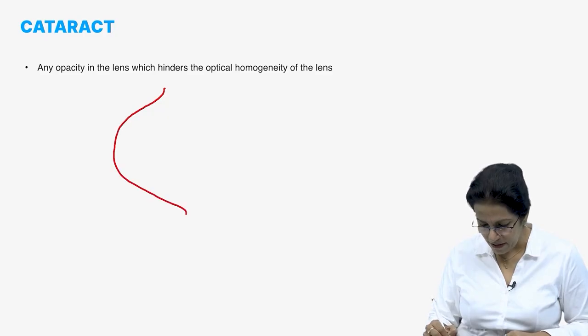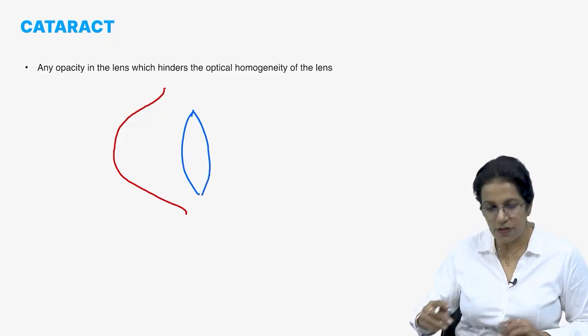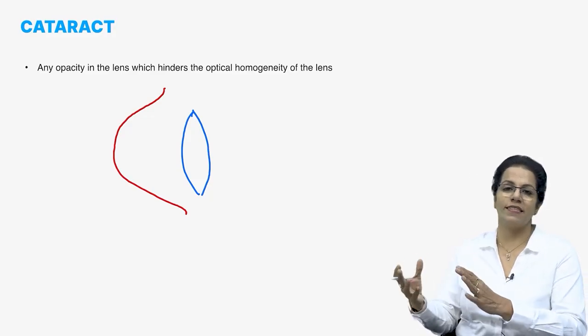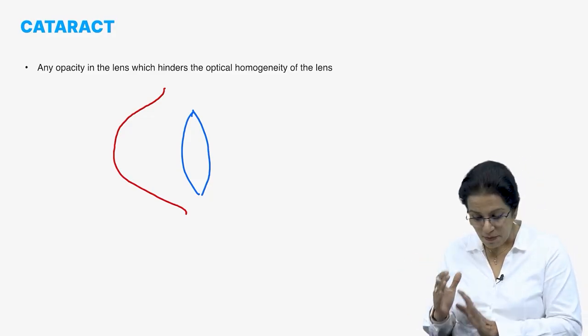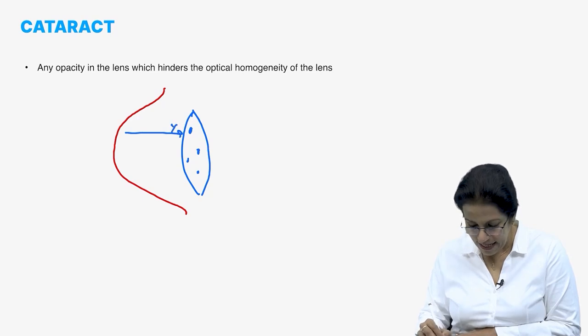If this is your eyeball and this is the lens, if this lens is clear, naturally the light rays are going to fall nicely on the retina, and if there is a nice focusing, we can see clearly. Correct? But suppose there are any opacities in the lens, then definitely this is going to stop some light rays. When it stops some light rays, this causes diminution of vision.